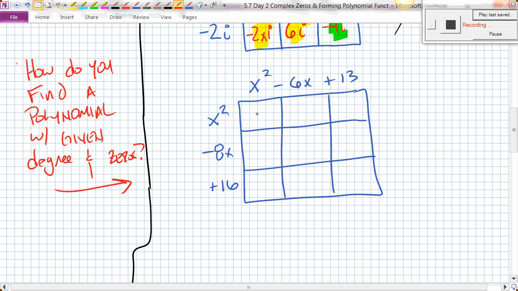Okay, so x squared times x squared. Hey, there it is, x to the 4th. Awesome. This is going to be negative 6x to the 3rd. This is going to be 13x squared. This is negative 8x to the 3rd. Positive 48x.